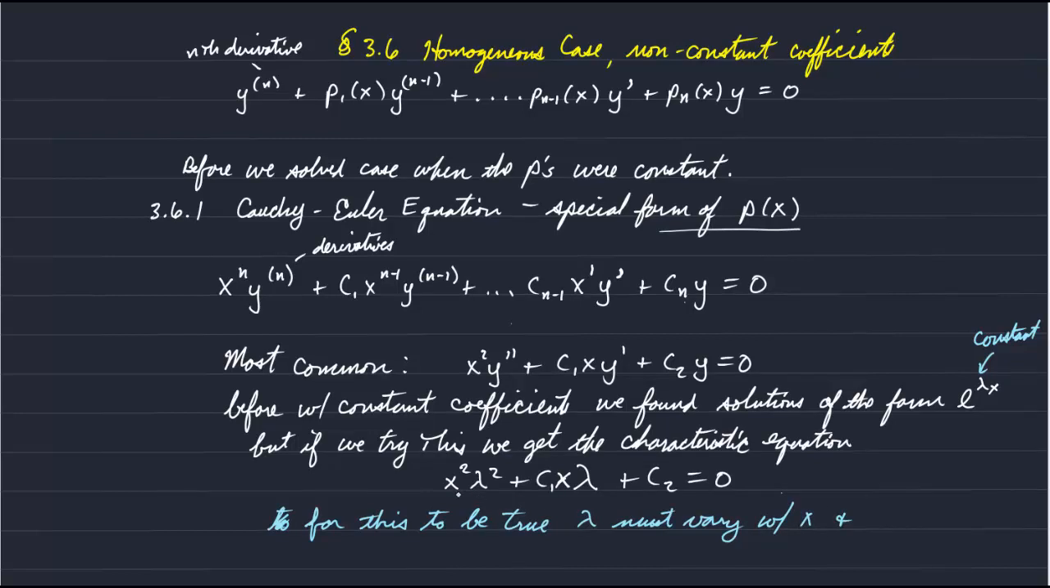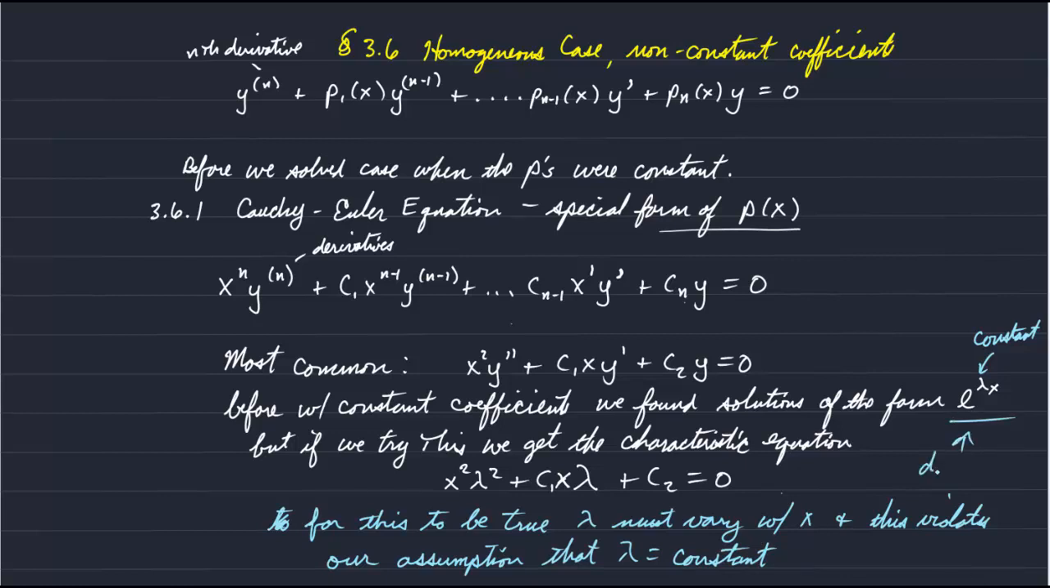So in order to satisfy this characteristic equation, lambda would have to vary as a function of x, and that violates our assumption that lambda is constant. So this is not the right solution. Again, this doesn't work, and it doesn't work for this reason. So we have to seek an equation of another form for the solution.